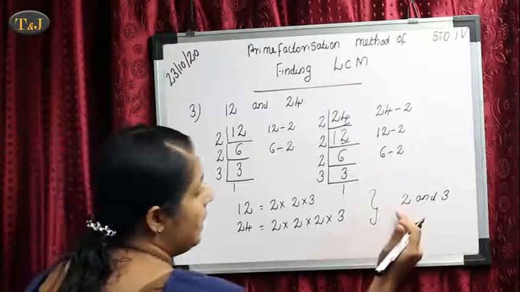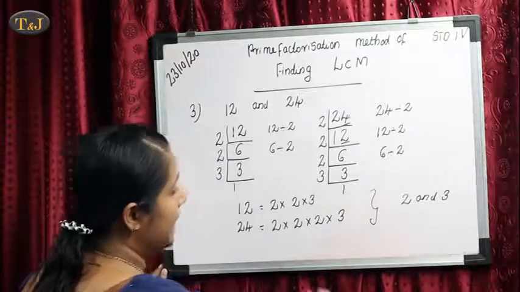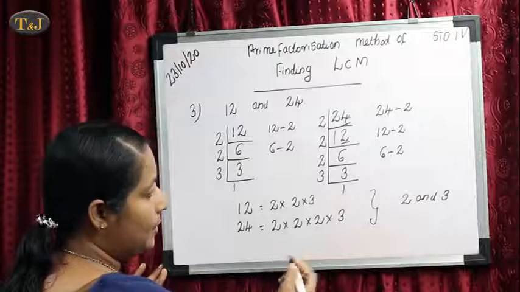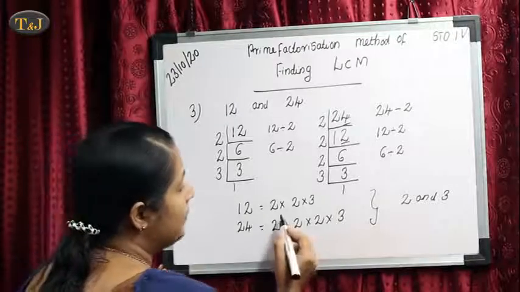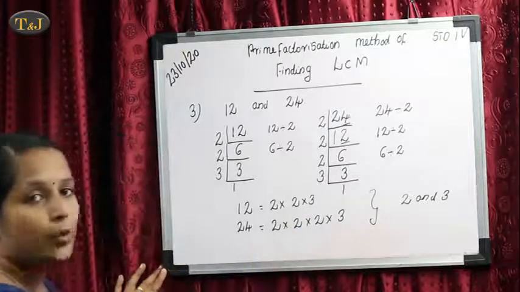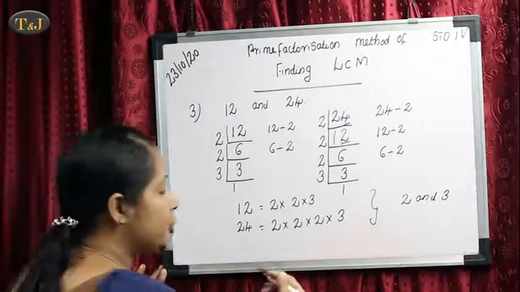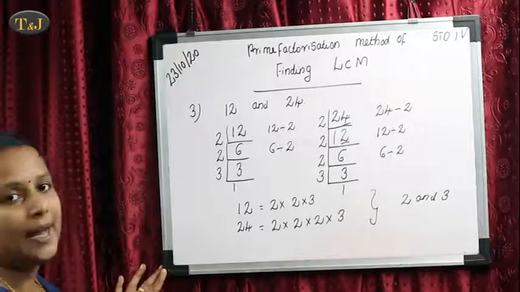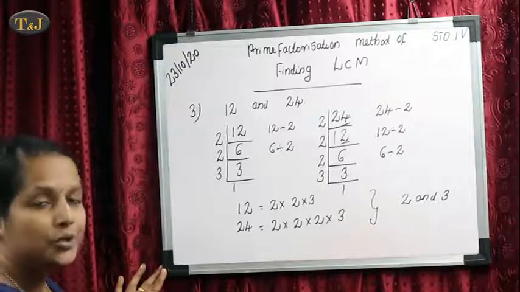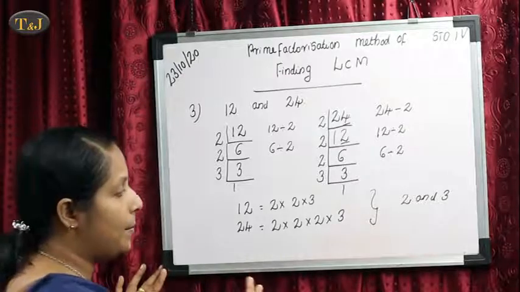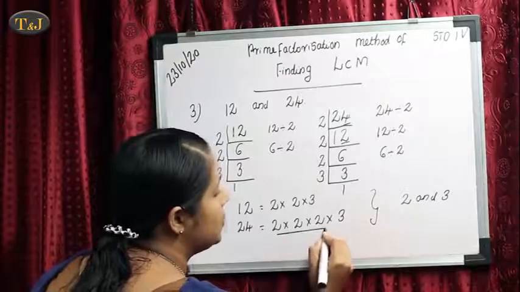Then here the prime numbers are 2 and 3. Then the maximum number of 2 and 3. In 12 the 2 is repeated how many times? 2 times. But in 24, 2 is repeated how many times? 3 times. Which is the maximum number? 3 times 2 or 2 times 2? Yes, the maximum number of 2 is 3 times.